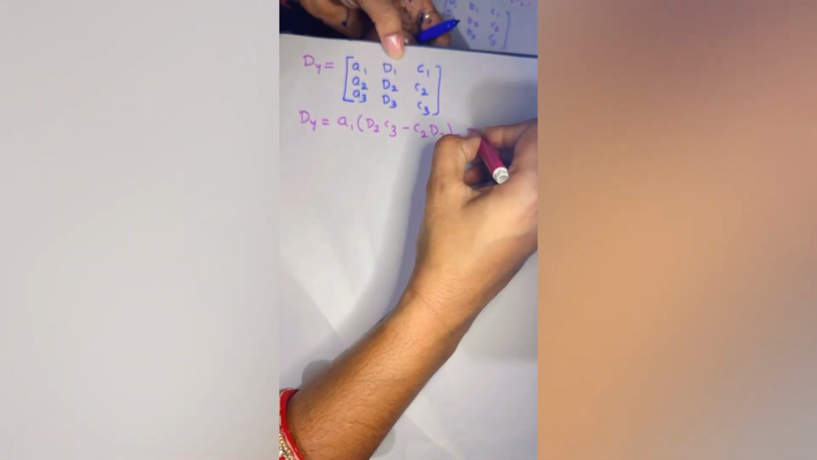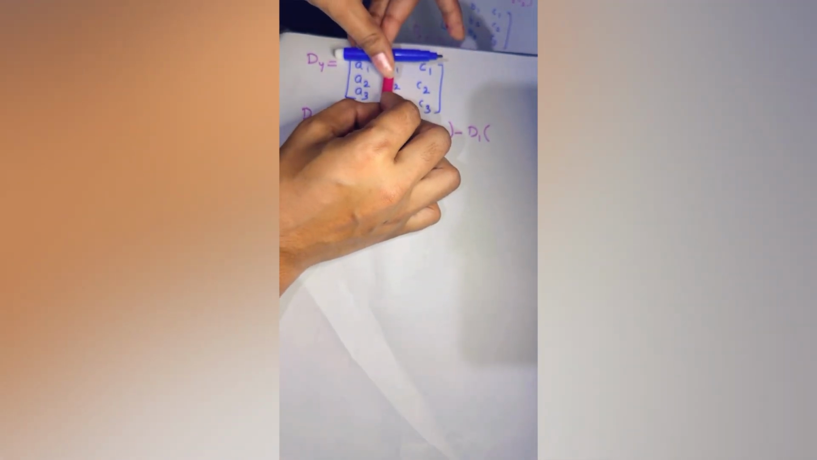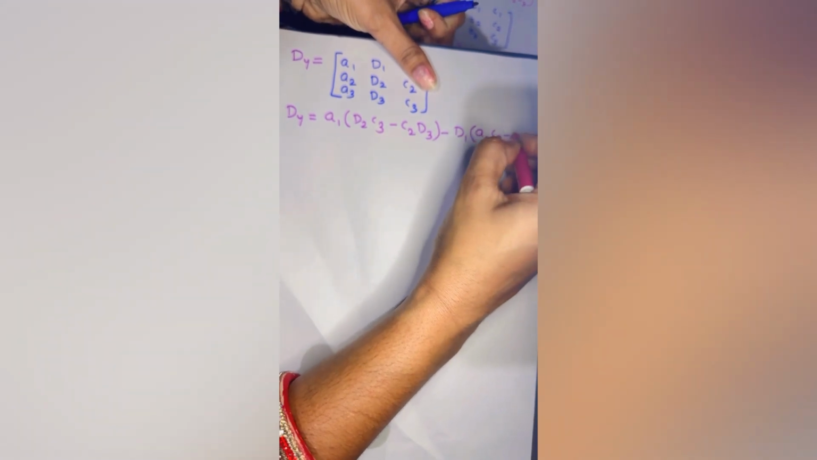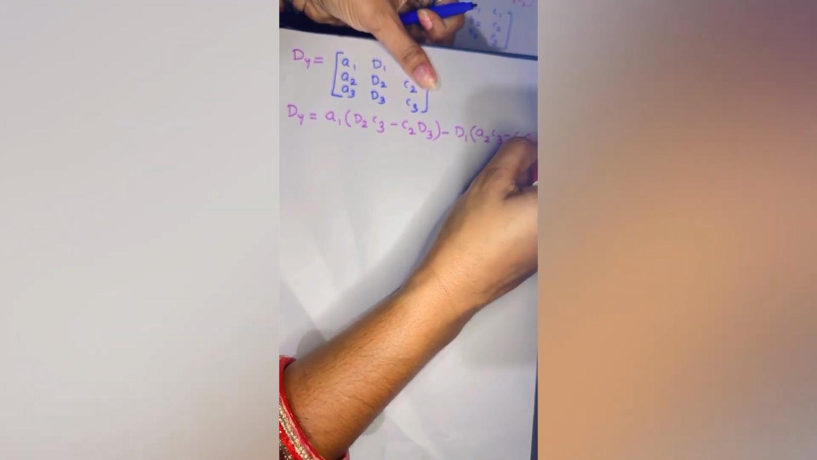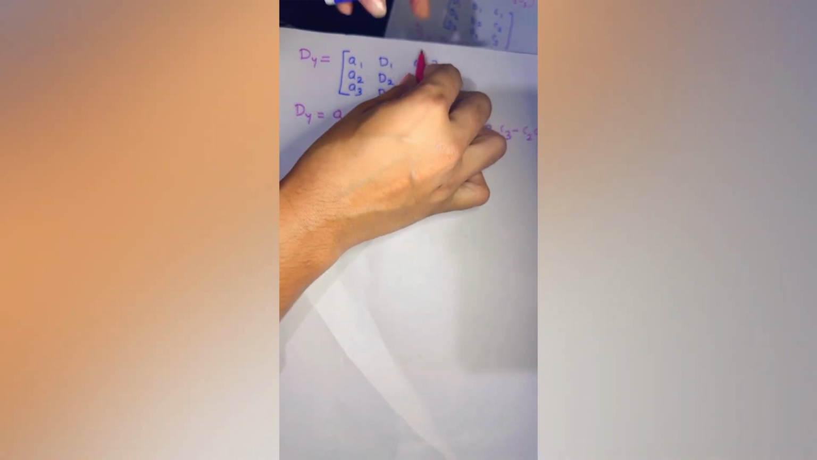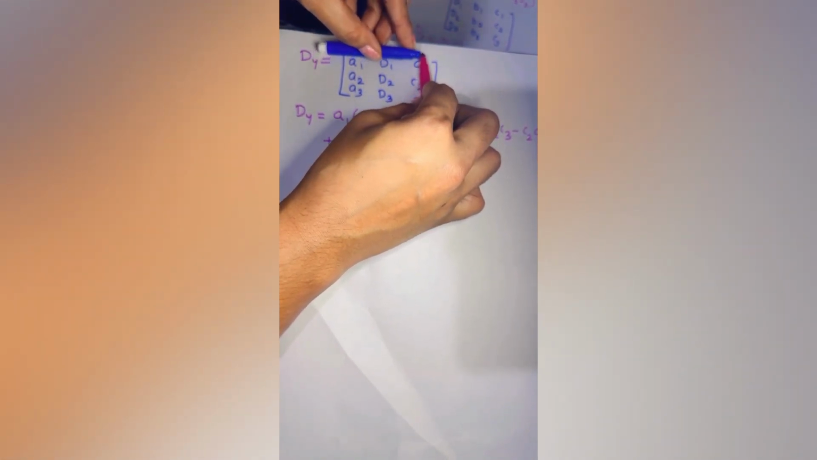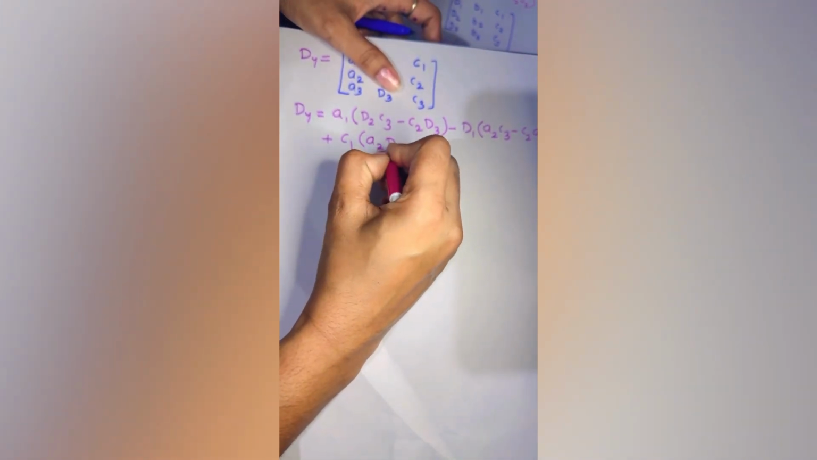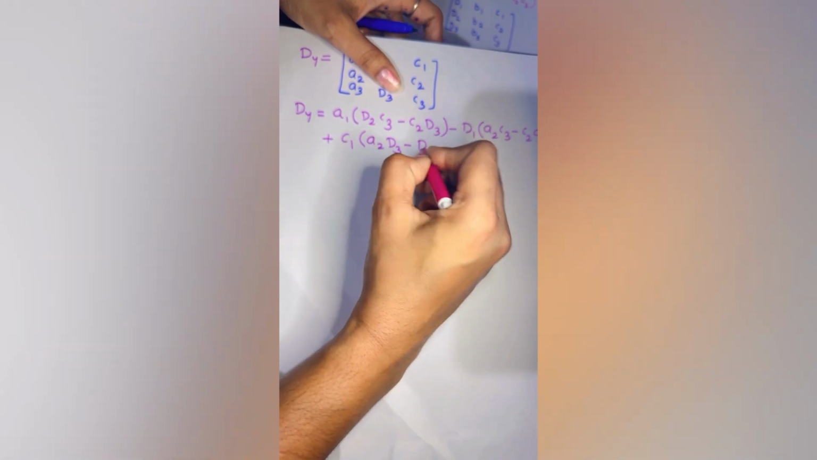Minus d1. What do you get for d1? a2 c3 minus c2 a3. And the third one will be c1. What is c1 multiplied by? a2 d3 minus d2 a3.